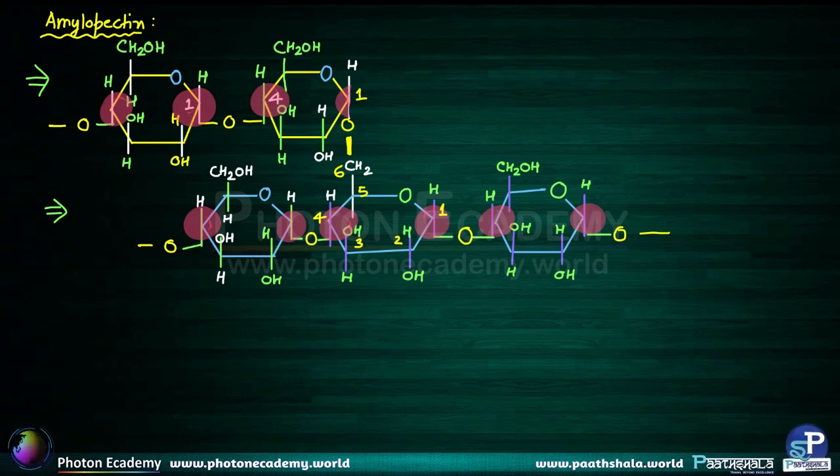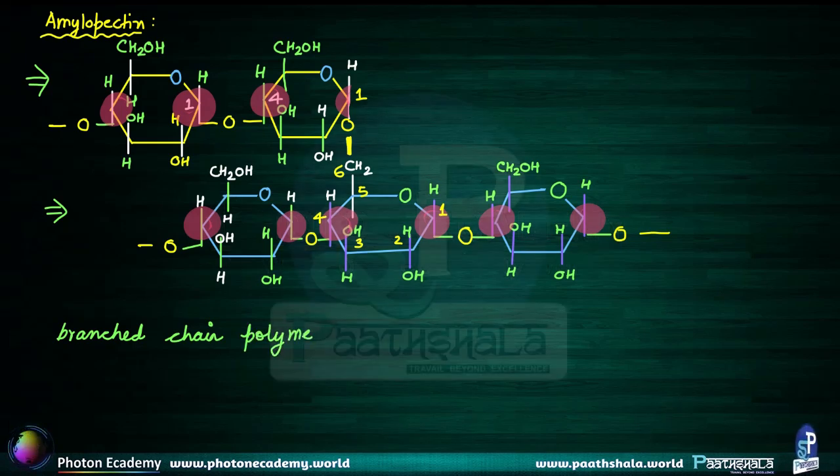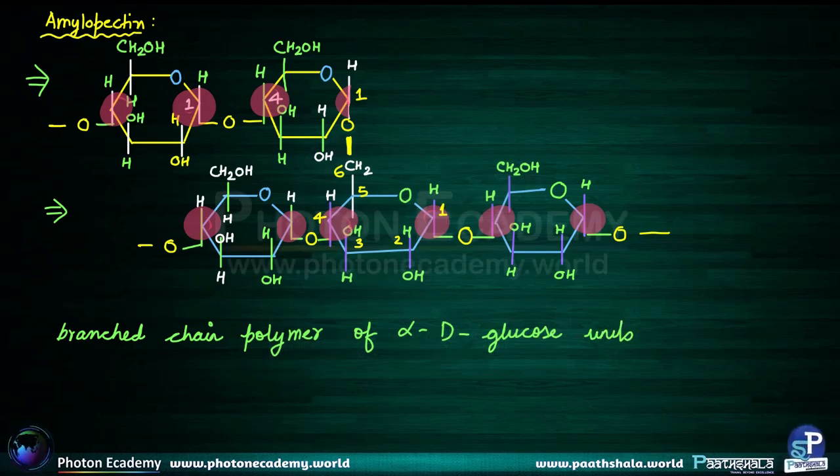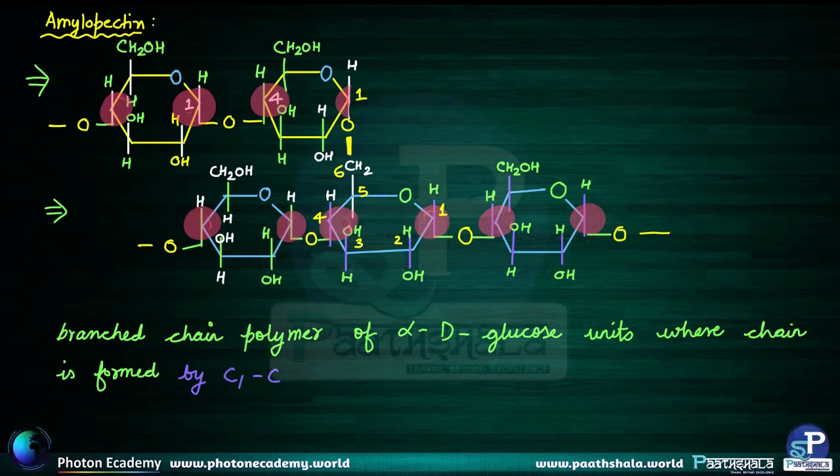So let us write down that it is a branch chain polymer. There is branching occurring over here. That is why this is known as a branch chain polymer or a cross-linked polymer. So, a branch chain polymer of alpha D glucose units in which chain is formed. Now we are writing about the glycosidic linkages. So chain is formed by C1, C4 glycosidic linkages.